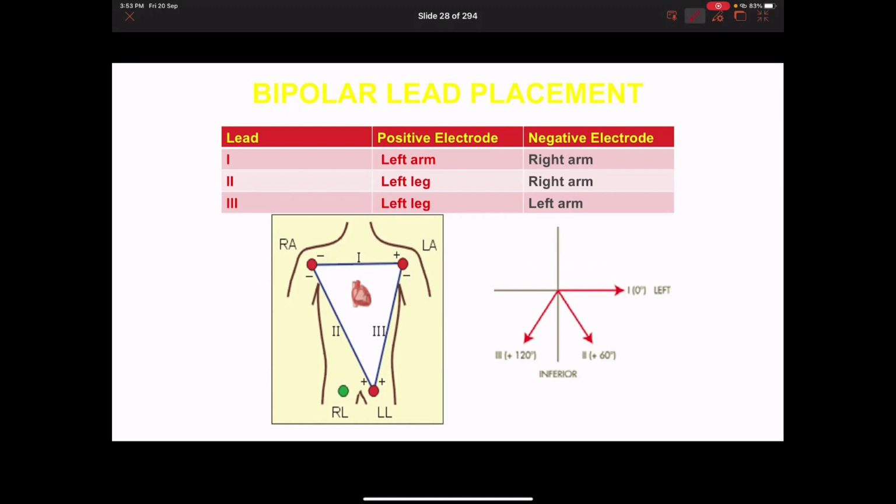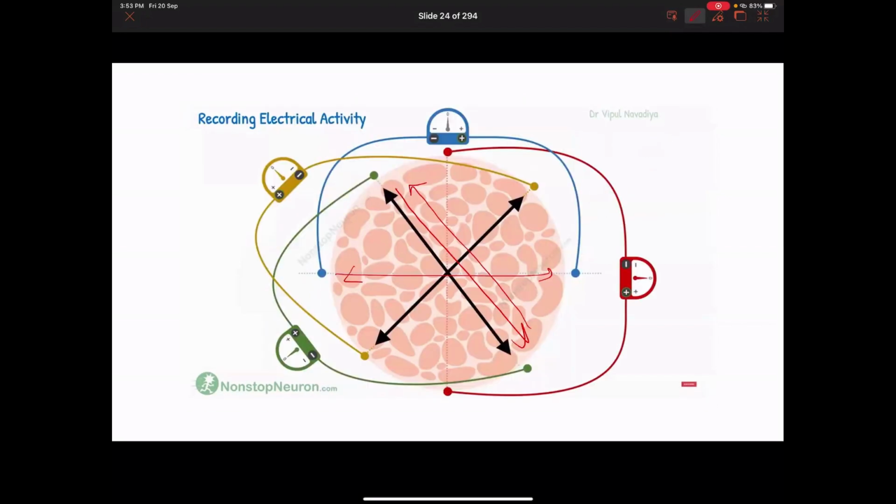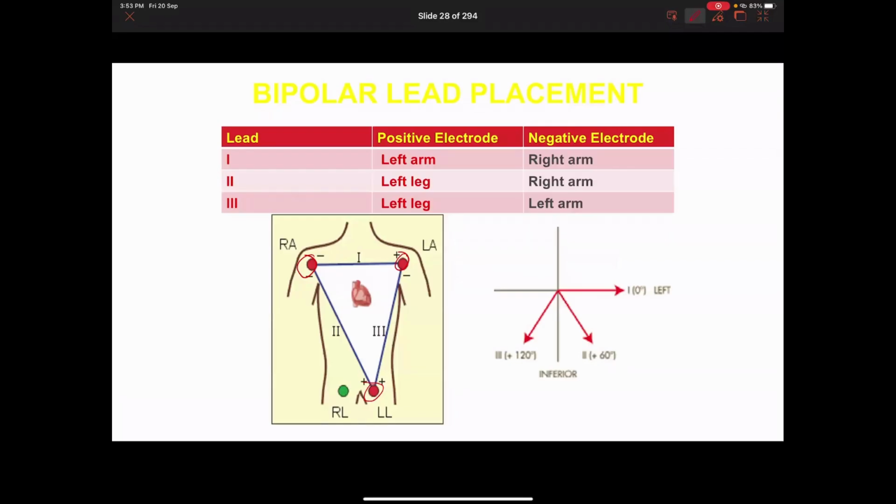Imagine that these leads are basically the meter that we were drawing. So we have lead 1, lead 2, and lead 3. Lead 1 has a positive electrode and a negative electrode, of course. The positive electrode is placed on the left arm, the negative electrode is placed on the right arm. So this is lead 1, okay? The positive is on the left arm, and the negative side is on the right arm.